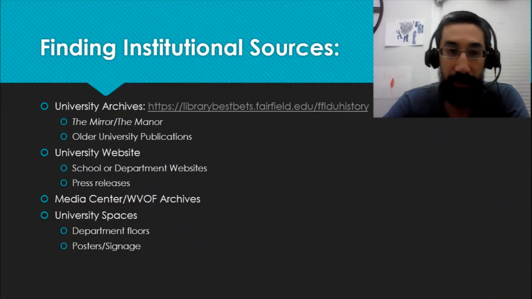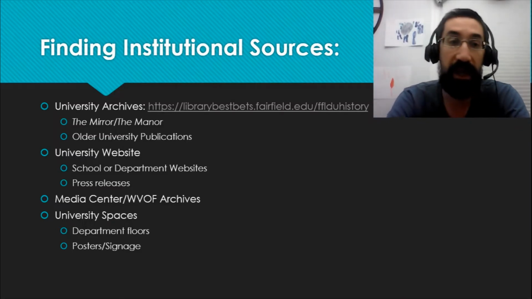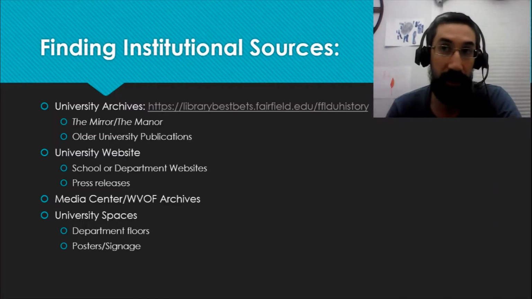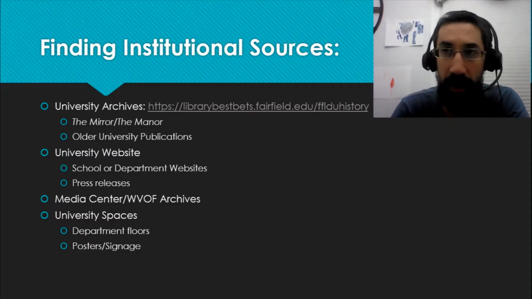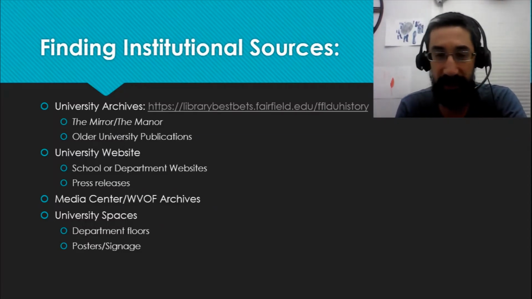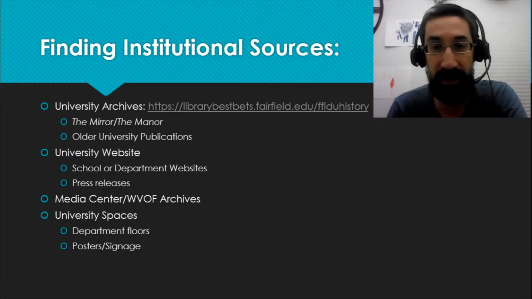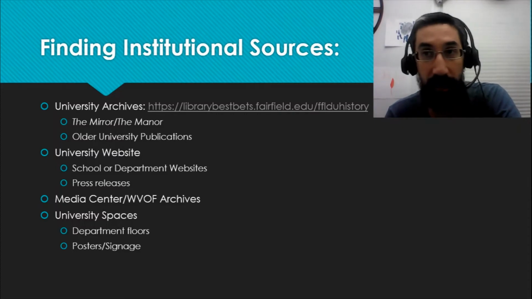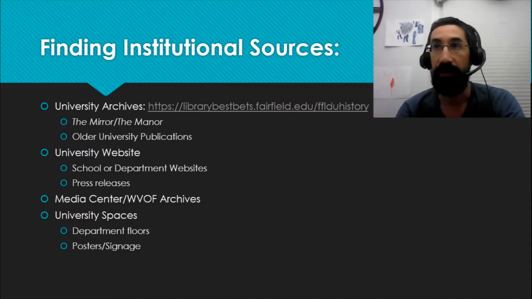The university website is also a good place to look for institutional sources, and that might involve looking at either school or department websites. So if you're doing the School of Nursing, you might go to the School of Nursing homepage and poke around. If you're looking at a specific discourse tied to a major in either arts and sciences or one of the specific business majors, then you could look at those department pages to see how they talk about their mission, their role at the university, programming that they offer, opportunities for students, right?